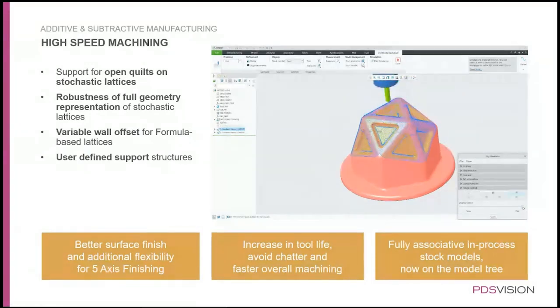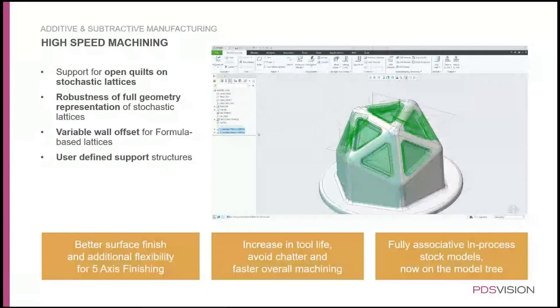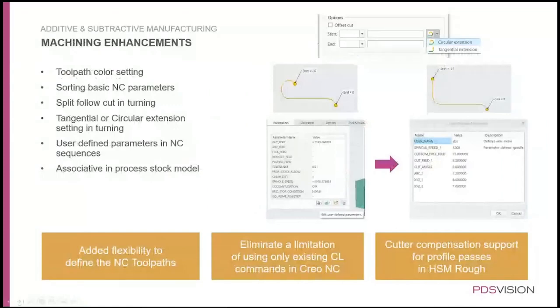And of course, overall this makes it easier for a non-expert user to create milling paths that really fulfill your needs. Then one of the final things is that nowadays we can color the tool path based on the feed rates. We can also add tangents or circular extension in turning. And also one of the interesting things is that we can have user-defined parameters in NC sequences.